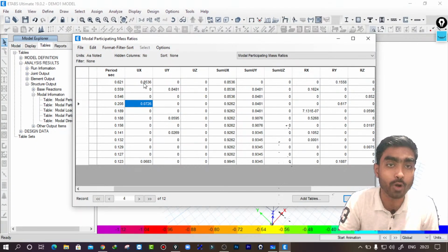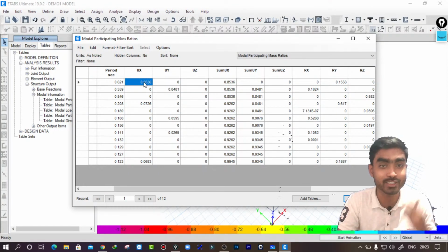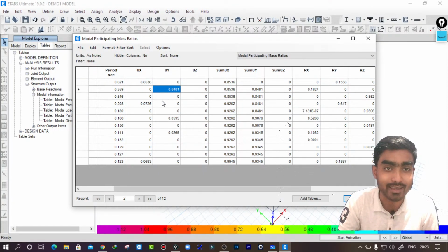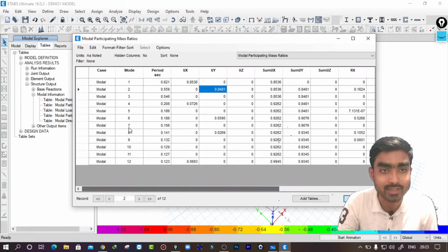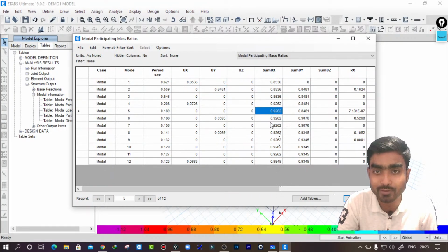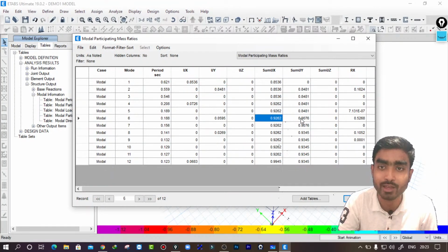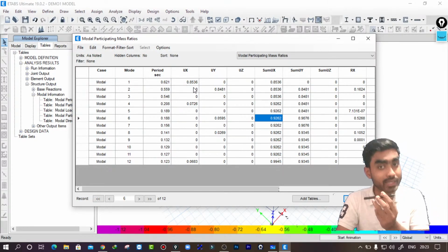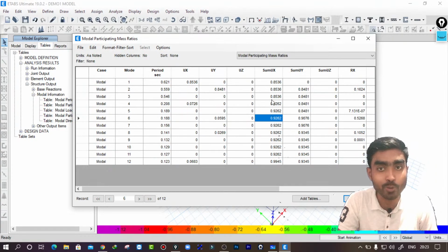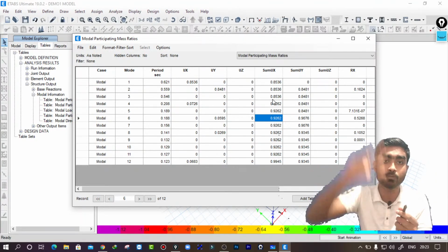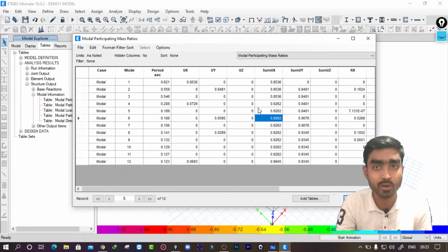Now, as we have got 85% at the first mode and second mode itself, the next modes will have very small values. And you can see at the sixth mode itself, I guess, we have got 90% total mass participation, not this one. This one is individual mass participation in a particular direction, and this is the cumulative value of all the mode participations along the x direction.